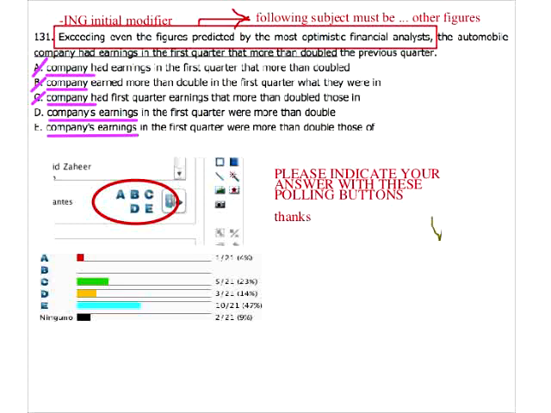So these are identical until we get to the end of the sentence. So let's see how this fits into the larger picture of the sentence. If you have choice D, it says more than double the previous quarter, versus more than double those of the previous quarter.